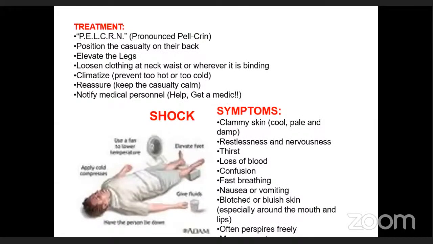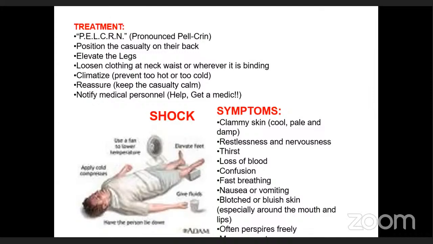Then how do we treat shock? There is a word called PELCRN. P stands for position. It means position the casualty on their back. When someone is suffering from shock, position the casualty on their back.